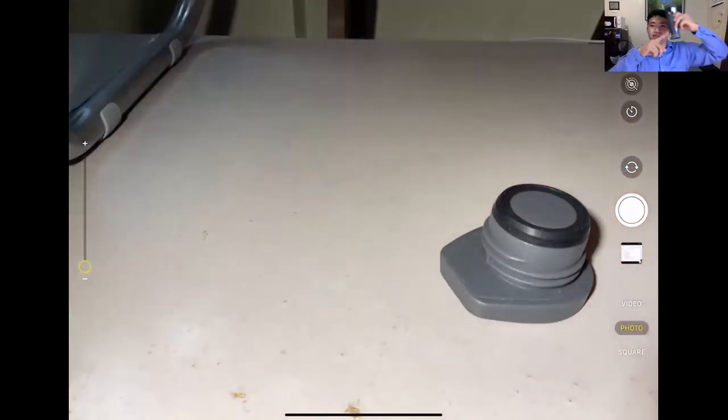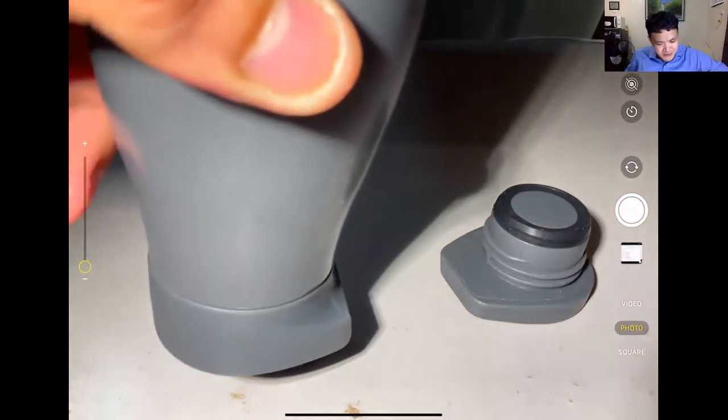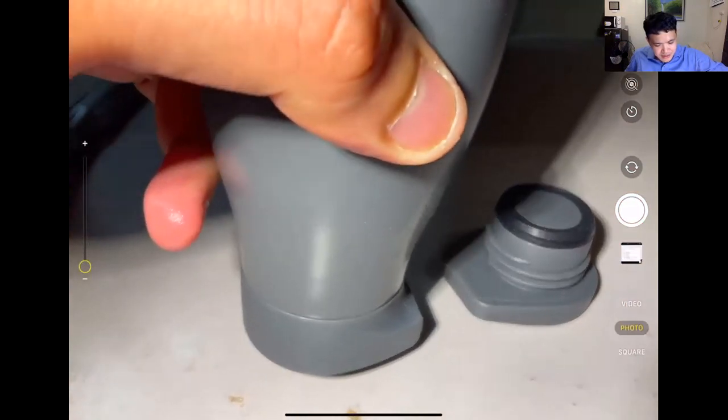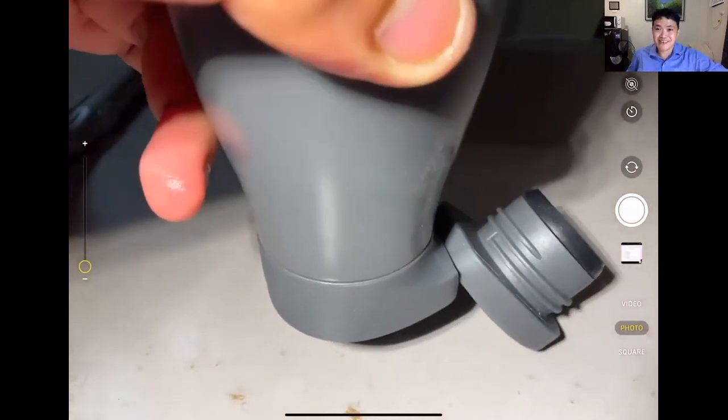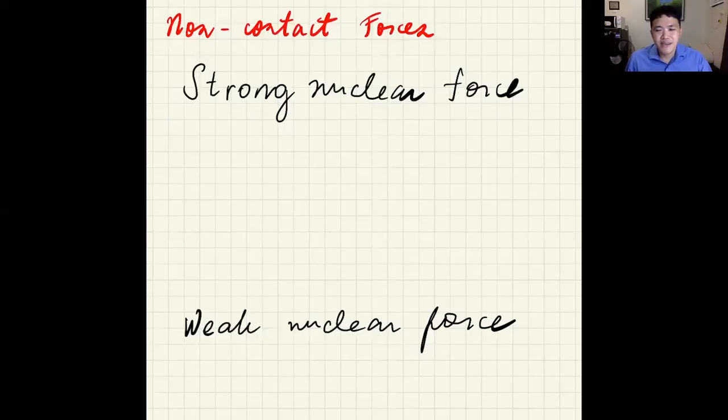Non-contact forces. What if I point the north part? So north-south, attracted towards each other. Look at that. Far away, but look at that. Amazing, right? So they're attracted towards each other. That's your magnetic force, another non-contact force. Okay, now let's discuss the two remaining non-contact forces.